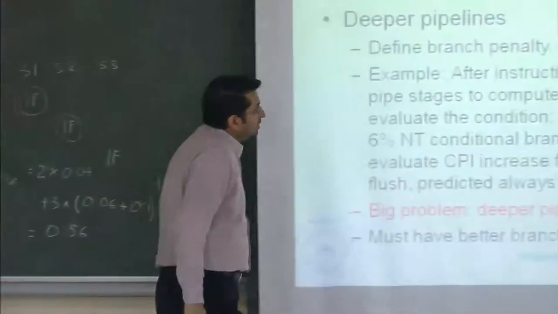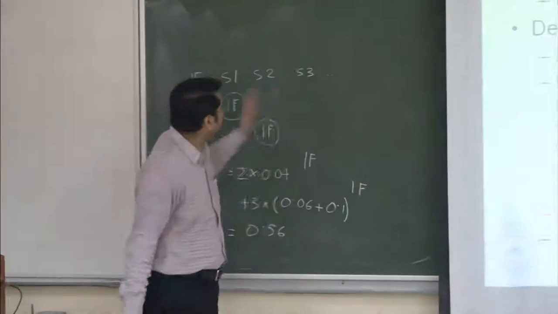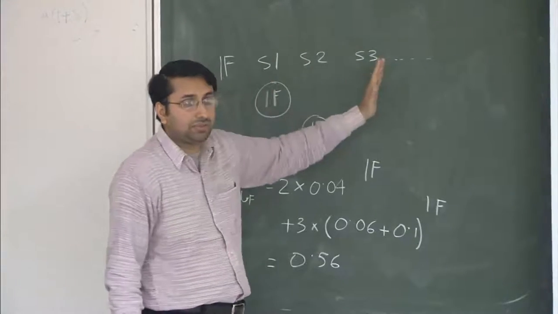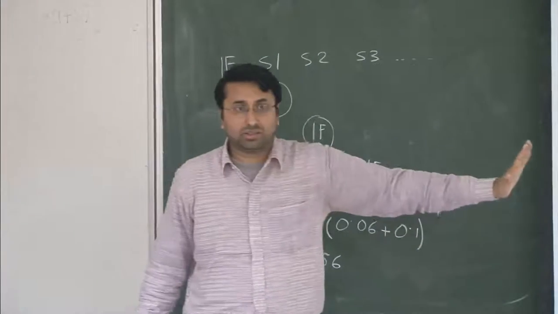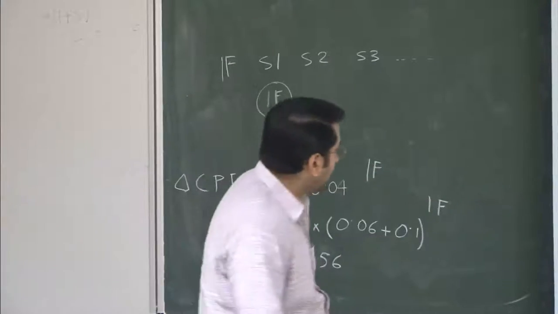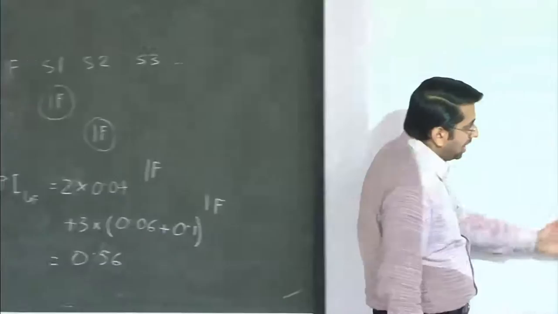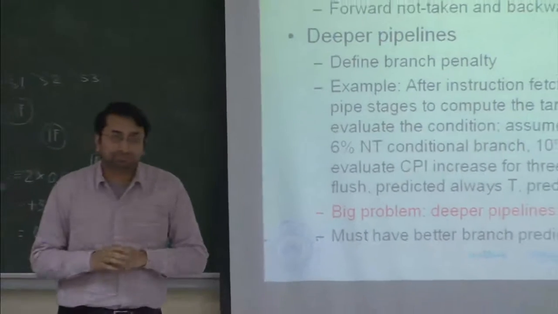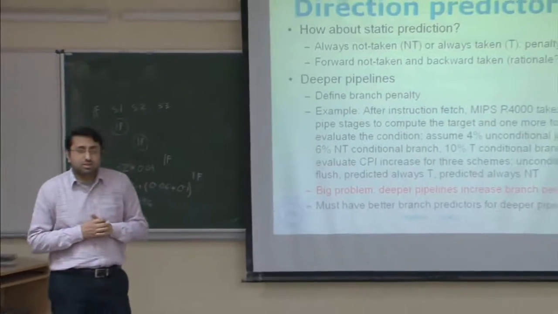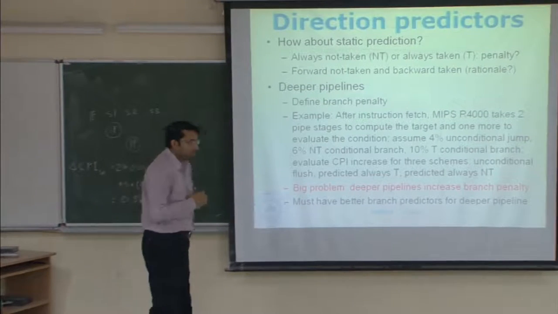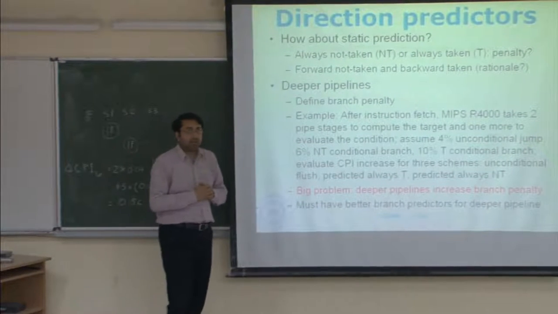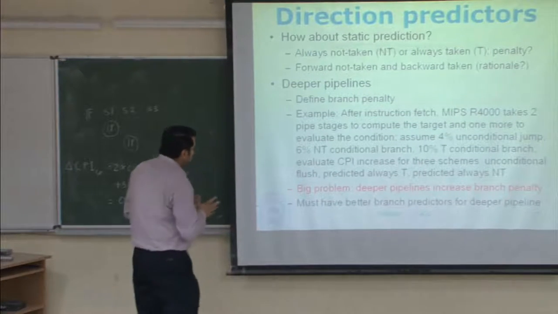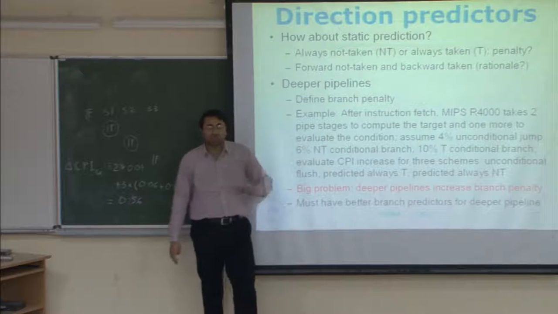Okay, and you can guess what happens if my pipe gets even bigger, even deeper, right? If I could chop down these pipe stages into half to gain in terms of frequency, my branch penalty is going to increase even further. All right. So that justifies this particular statement: deeper pipelines increase branch penalty. So we must have better branch predictors for deeper pipes. If you're really targeting a very fast clock frequency for your processor, you better have a smart department that can design good branch predictors. So this is just one requirement for a deep pipe. We'll see many more requirements as we go along.